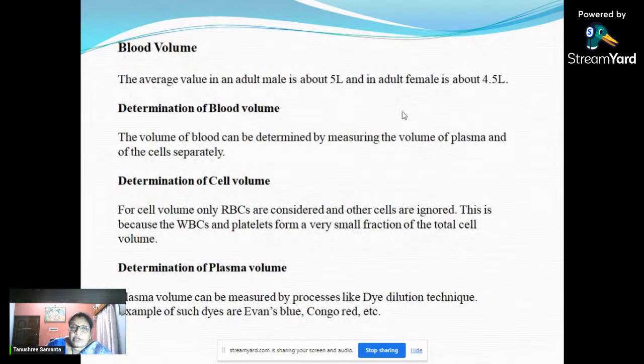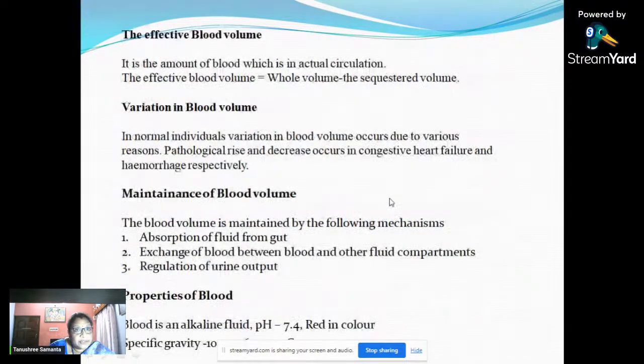To discuss the blood volume, the adult male has about 5 liters of it, whereas the females have 4.5 liters. This blood volume can be determined by measuring the volume of plasma and the cells separately. When we take up the cell volume, we actually consider only the RBCs and not the WBCs and platelets, only because WBCs and platelets are a very small fraction of the total cell volume. The determination of plasma volume can be done by various techniques, but the most common technique is the dye dilution technique, and the dyes which are used are Evans blue, Congo red, etc.